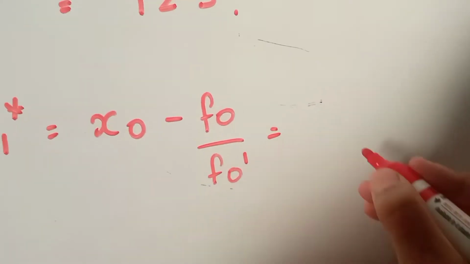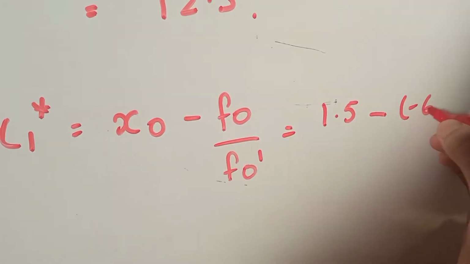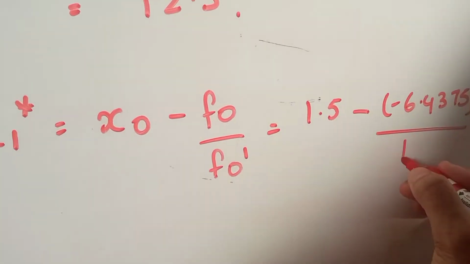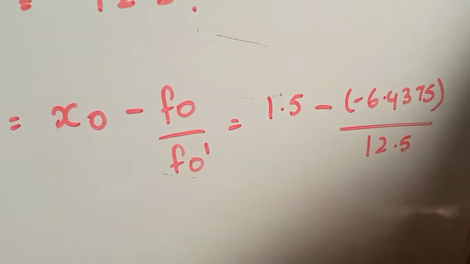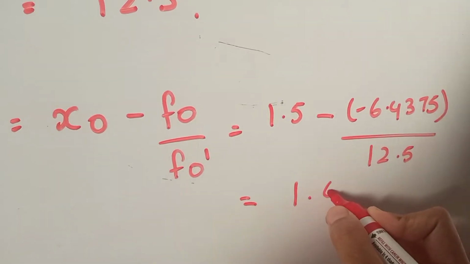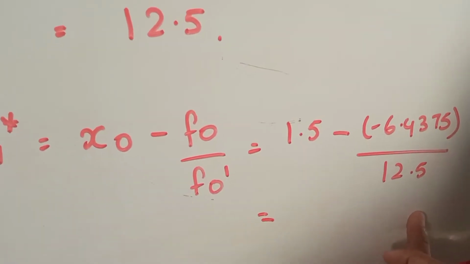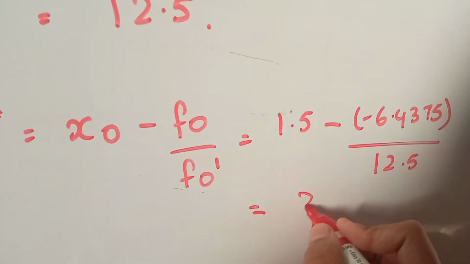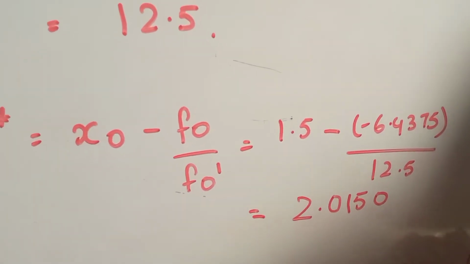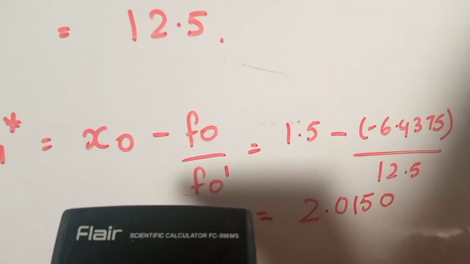Now we come to the iterative formula, that will be x1 star is equal to x naught minus f naught by f naught dash. Substitute the given values in the equation, and here I will show you the calculations. Some people get confused whether to subtract first or divide first, or multiply the signs and then divide. So here I will be showing you on the calculator. I got the answer as 2.0150.